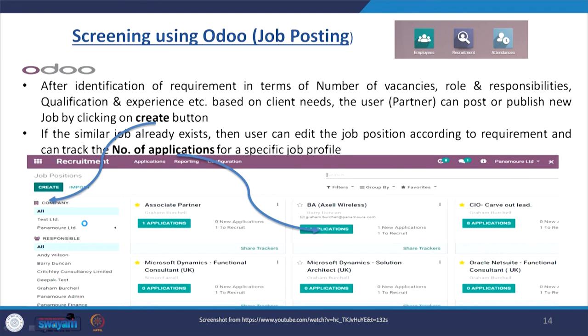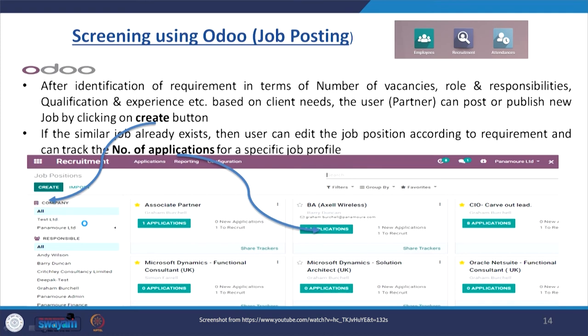Now the second software, that is screening using Odoo. In that case, there will be, after identification of requirements in terms of vacancies, roles and responsibilities, qualification, experience, etc., based on the client needs. In terms of the number of vacancies, I always mentioned that it depends on how many candidates you want to screen. It will depend on the number of vacancies. You want 10:1 or 15:1, you know. If you are selecting one for 1:10 or 1:15, then the number of vacancies accordingly will be decided. Then the roles and responsibilities, whether it is frontline, middle management or top management.